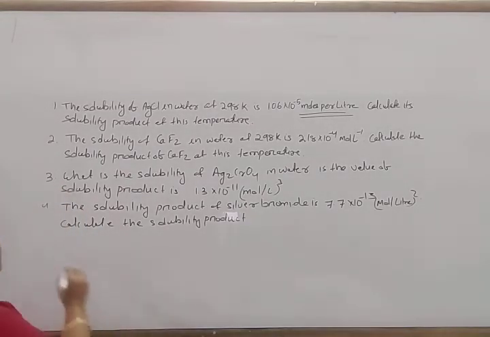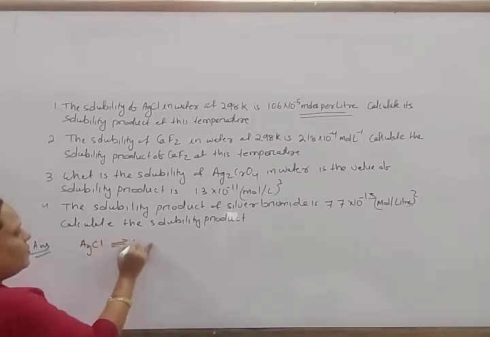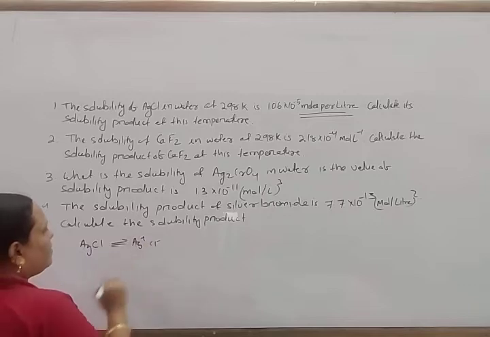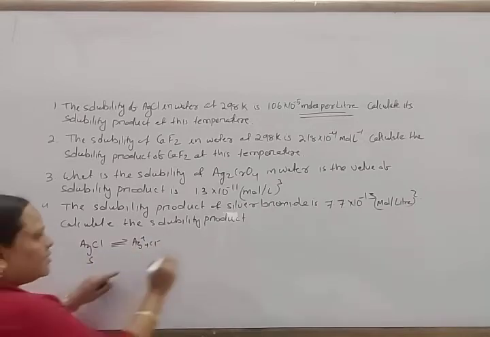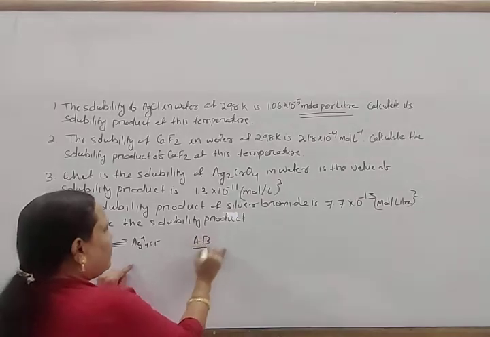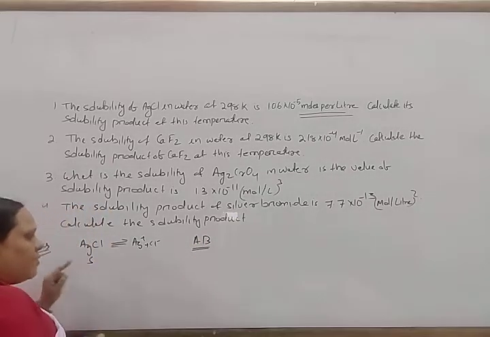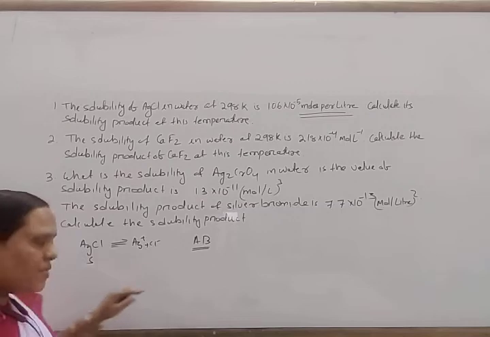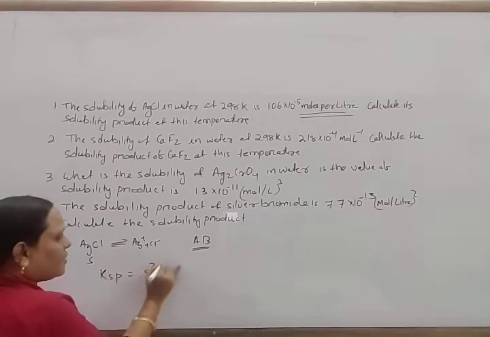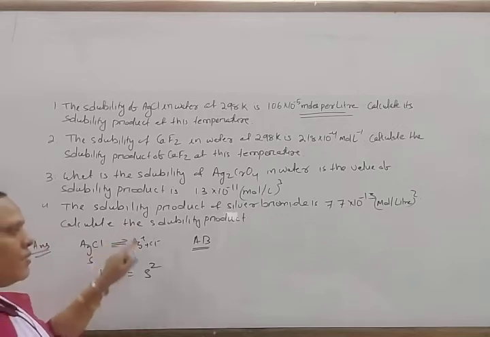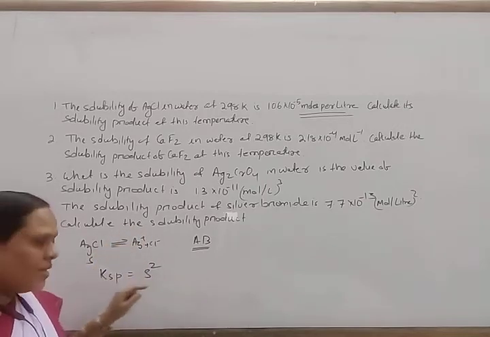So AgCl gives rise to Ag plus and Cl minus. As the solubility is S, this is a salt of type AB. If the salt type is AB, then what is the relation between solubility and solubility product? Its Ksp value is equal to S square: 1 to the power 1, 1 to the power 1, S to the power 1 plus 1, S square.